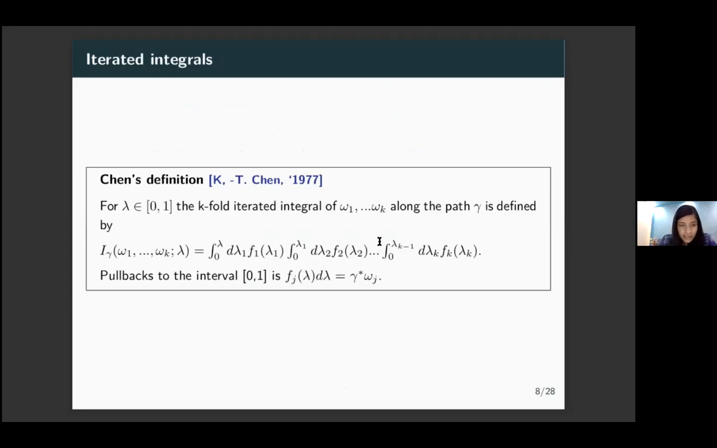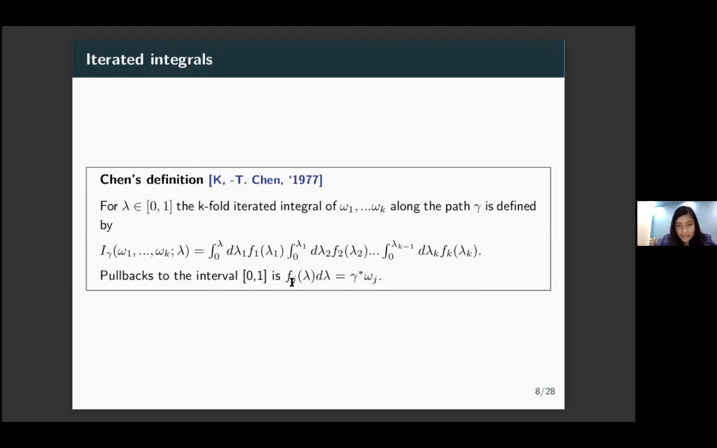For any lambda going from 0 to 1, the k-fold iterated integral: let's say I have k one-forms, which are given by omegas. The k-fold iterated integral along some path gamma is defined very formally like this. And this object I_gamma, which I call the iterated integral, is what I will use to write down my master integrals at each order in epsilon.